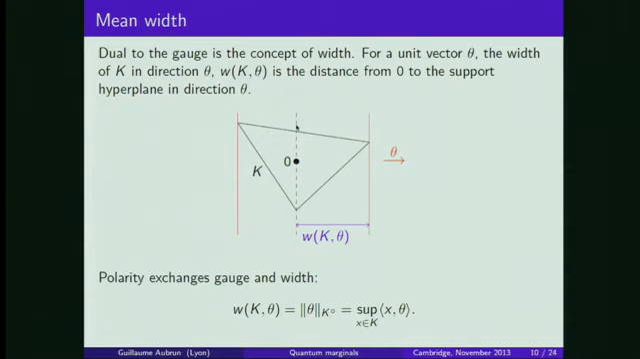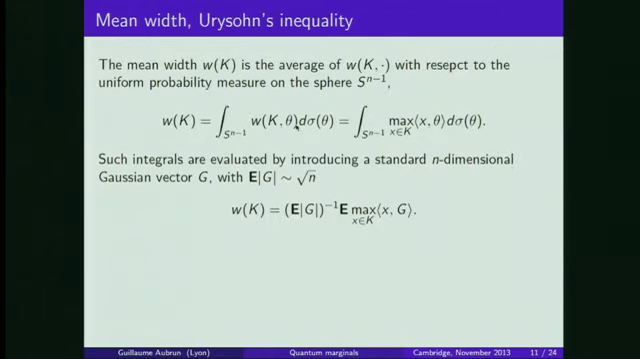As I said, it's a quantity which is dual to the gauge. The width of K in direction theta is the gauge of K polar. And if you want a formula, it's this one: the width of this strip is equal to the maximum inner product of theta with a point from K. Now, what is the mean width? Instead of looking only in a fixed direction, I'm going to take an average over all directions, with respect to the uniform measure on the sphere. W of K is this average of W of K in direction theta, over theta.